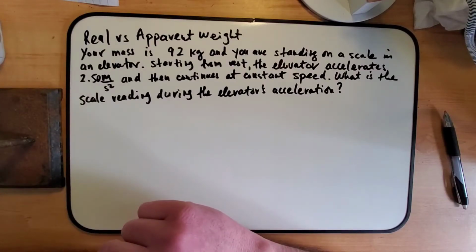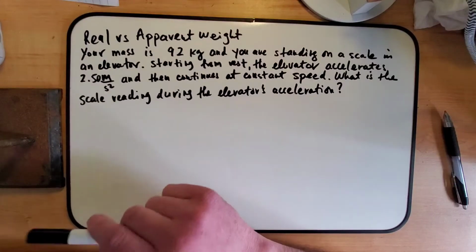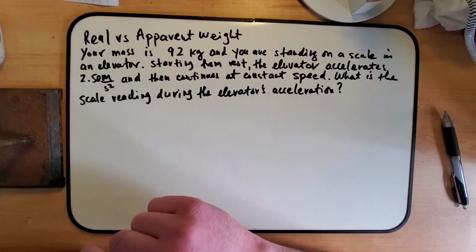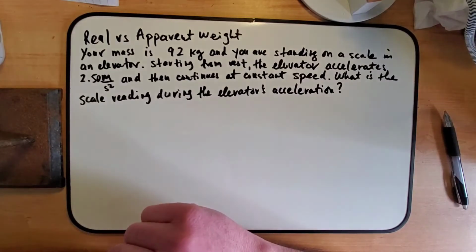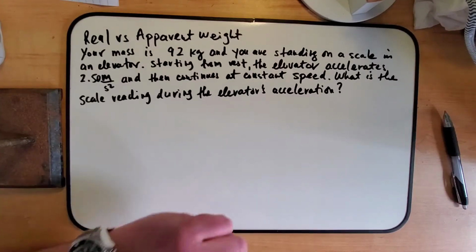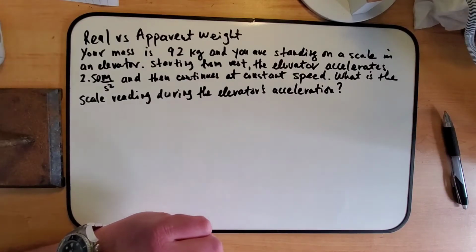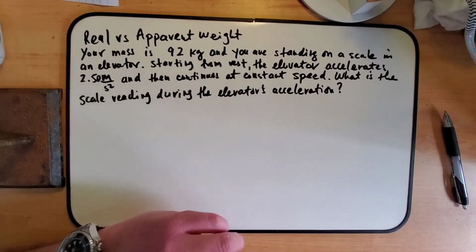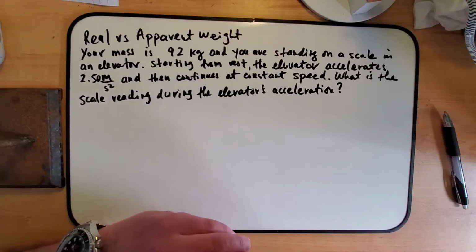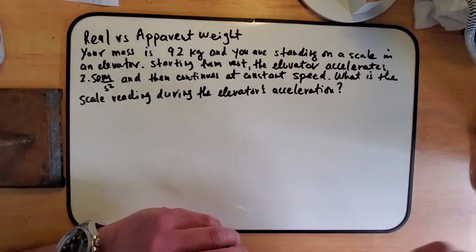And again, if my handwriting is not that great, I'm always reading the problem so that you can always pause the video and rewind it. So your mass is 92 kilograms, and you're standing on the scale in the elevator. Starting from rest, the elevator accelerates at 2.50 meters per second squared, and then continues at constant speed. What is the scale reading during the elevator's acceleration? If you cannot read my handwriting here, I'm trying my best. Just rewind the video and copy it as I dictate the problem.